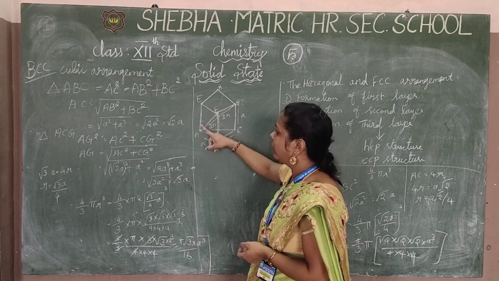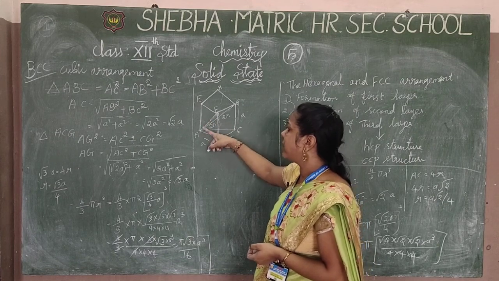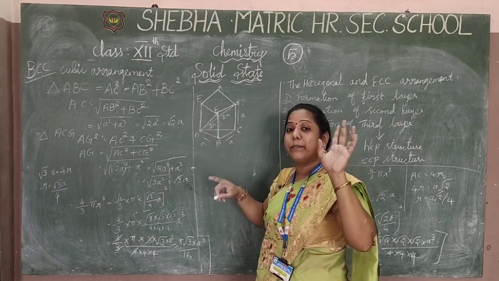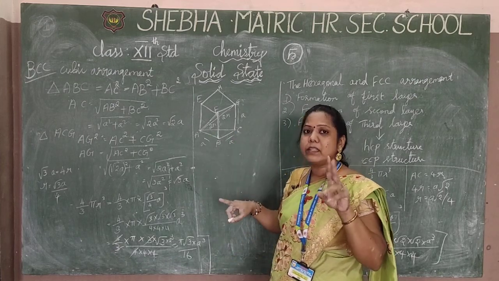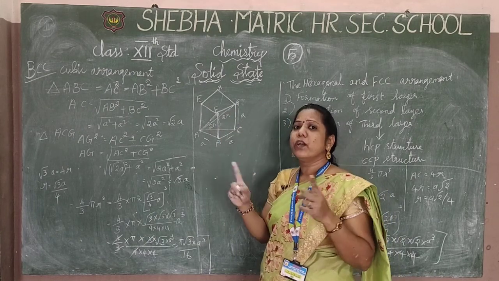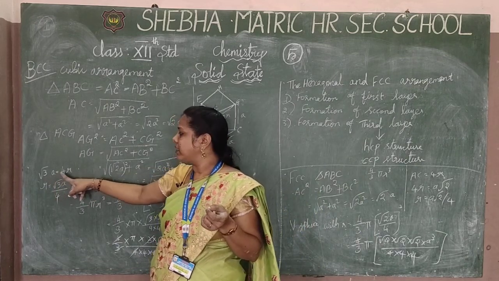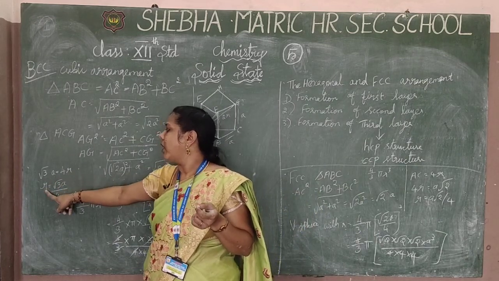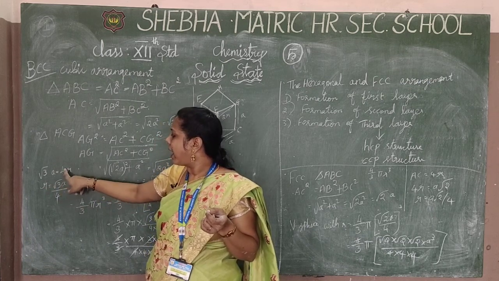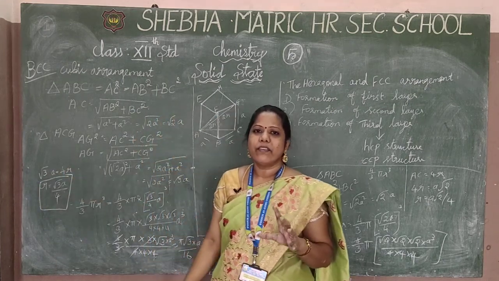Two radii make one a. Already I explained that in the previous class. For that a means 2r. So obviously 2r plus 2r, totally 4r. So root 3 a is 4r, and for the r value you just rearrange the formula: root 3 a by 4. This is the value of the radius.